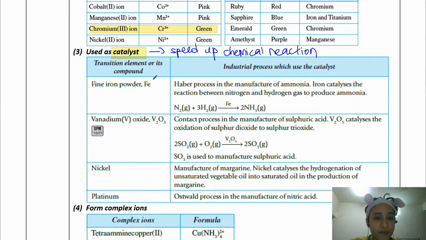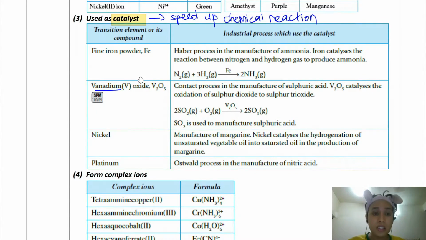Okay, so you have iron powder, vanadium oxide. The transition element here is vanadium. That is your transition element, nickel and platinum. For this part, you don't have to worry. You're going to learn in detail all these things in chapter 8 or chapter 9. So just remember the function of your transition element as a catalyst.